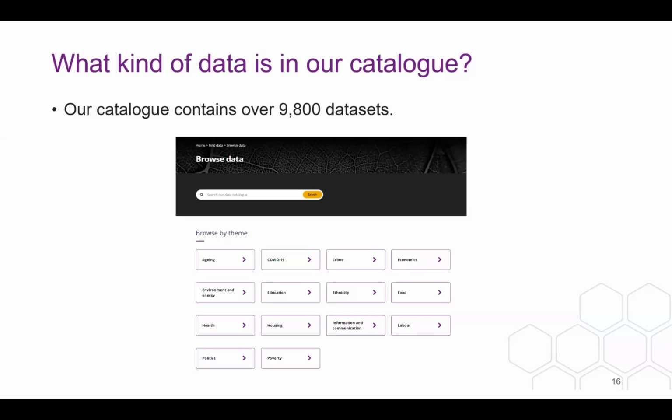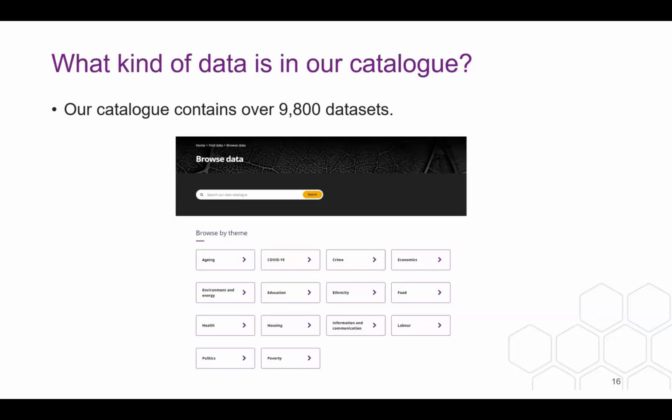What kind of data is on our catalog? As we have mentioned before, we have over 9,800 datasets. On our website, the Find Data tab on our homepage has a section where you can browse and access data by clicking through. You will come to see the Browse by Theme page. And as you can see, we hold data on several topics like aging, COVID, crime, etc.